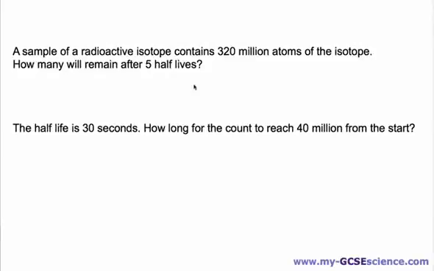So 5 half-lives pass. That just means we have to halve this number 5 times. So the start is 320. After 1 half-life, let's just number them, 1, 2, 3, 4, 5. After 1 half-life, we go to 160 million. After 2 half-lives, we halve again, so that would be 80 million, then down to 40 million, then down to 20 million, and then down to 10 million. So after 5 half-lives, the count rate would now be 10 million.